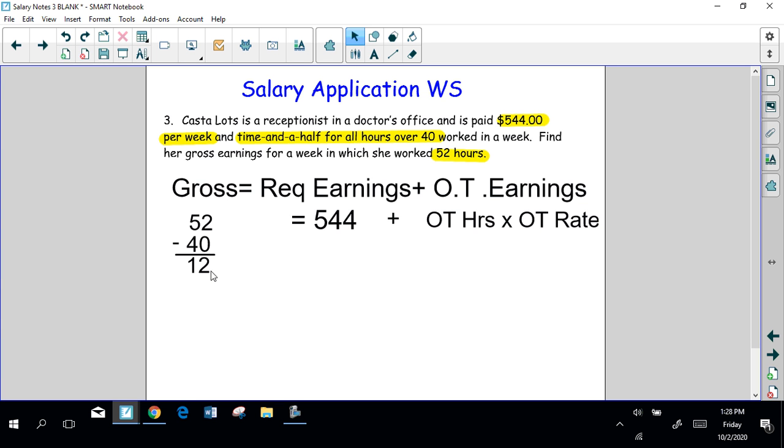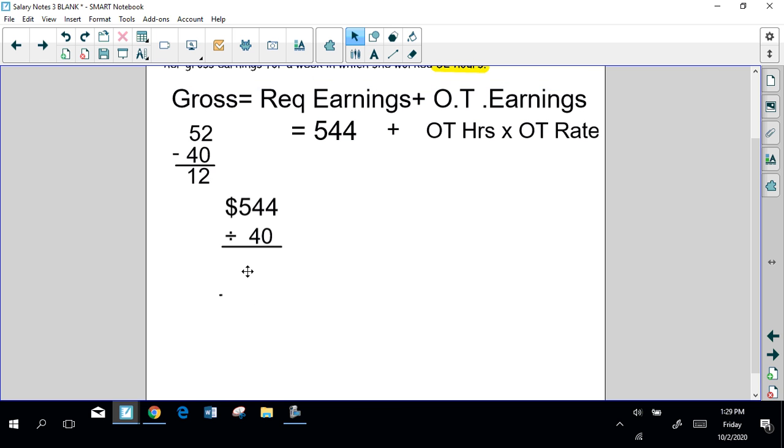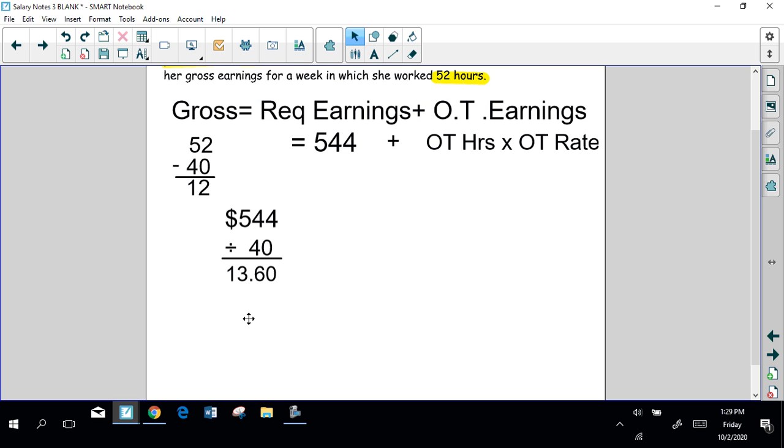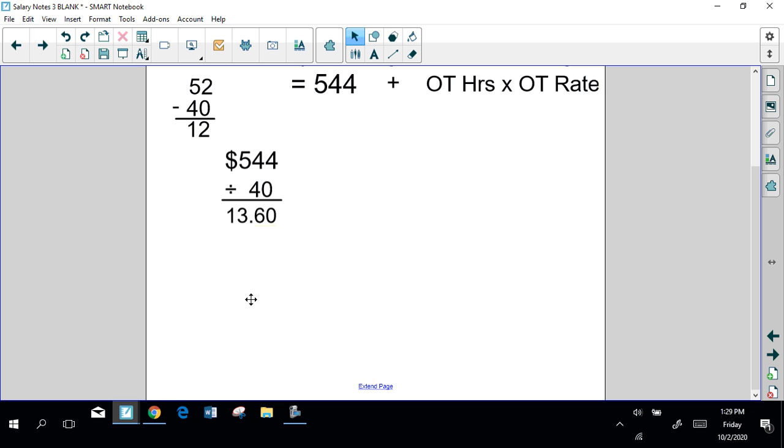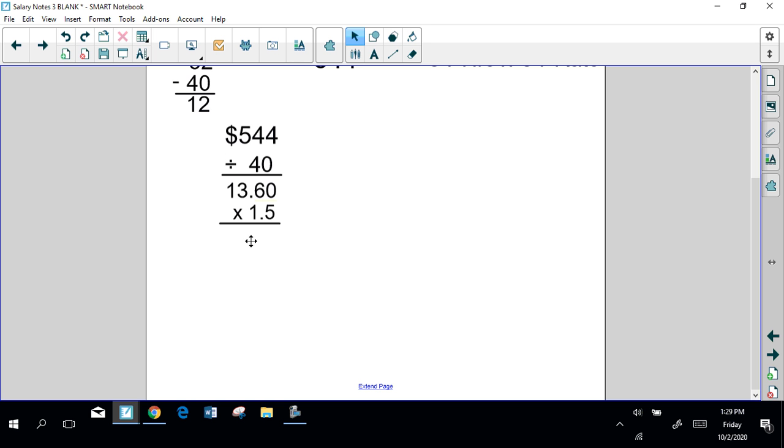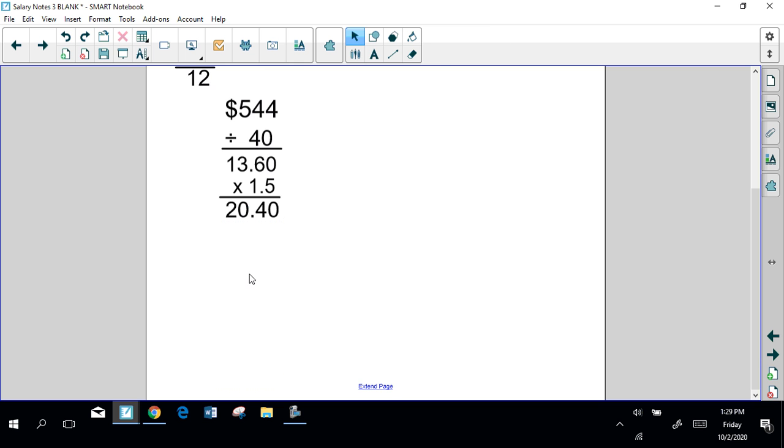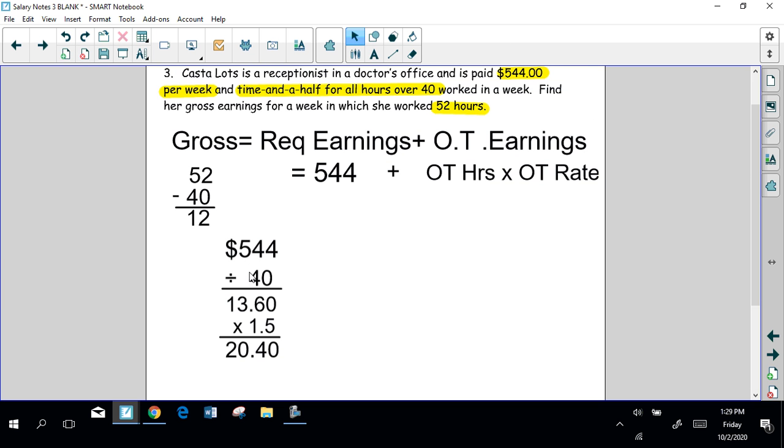We also need to find our overtime rate. So to find our overtime rate, we're going to take our regular rate and multiply it by 1.5. To find our regular rate, we're going to take our regular earnings of 544 and divide them by our regular hours of 40. That will give us $13.60 regular pay. To find overtime pay, multiply that by 1.5. And the answer comes out $20.40. So $20.40 is our overtime rate.